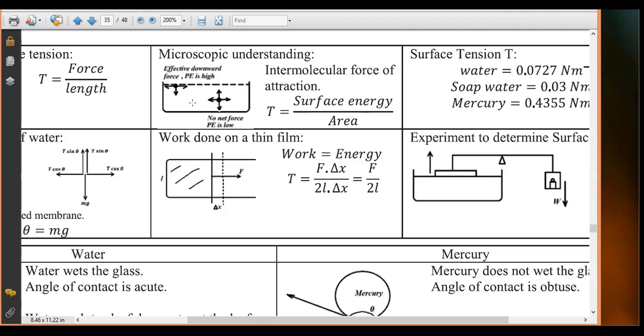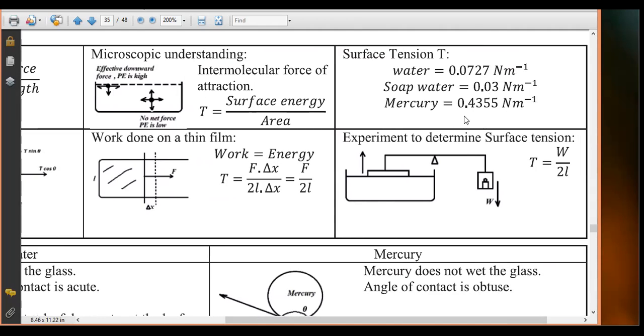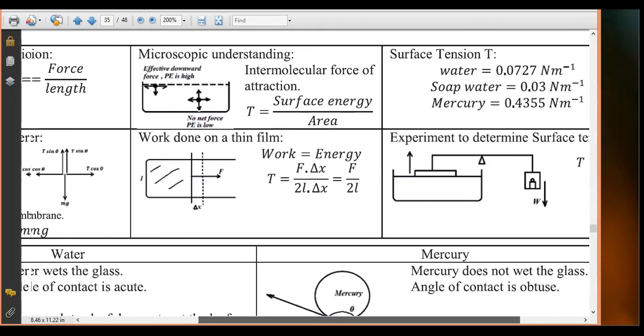So we talked about the microscopic understanding. I hope you are taking down some good notes. The potential energy here is higher. Here the potential energy is almost zero because net force is zero. So we say that the surface alone will have an energy, that is the surface energy divided by area, and that gives you the surface tension. We are given some examples here. You see mercury has got a high surface tension. Water is very low, even smaller than that.